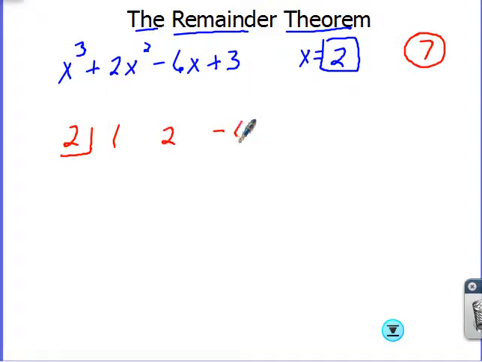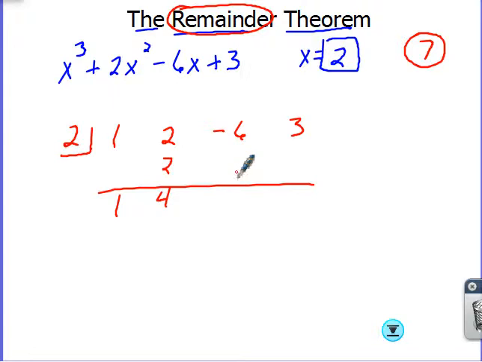1, 2, negative 6, 3. Honestly, I'm pretty quick at synthetic division, and there's a good possibility that what I'm about to show you I can do quicker than just plugging it in. And there's a reason this is called the remainder theorem. Watch. 1, 2, 4, 8, 2.